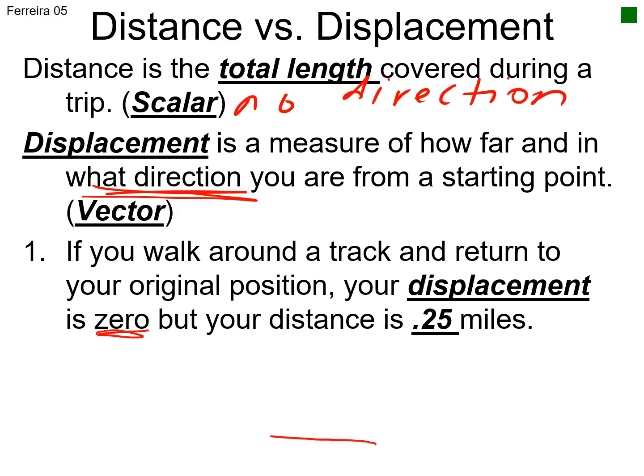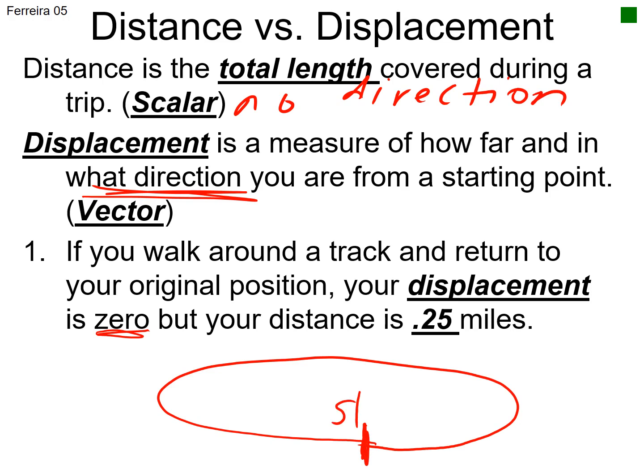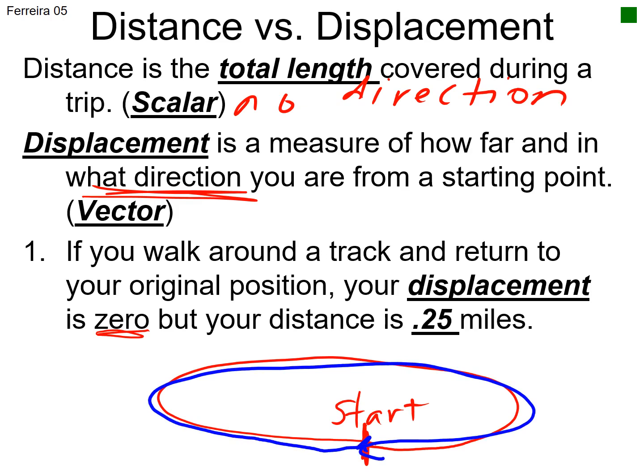So for example, here's your track. Your track is 0.25 meters around. Here's your start. If you walk from the start all the way around, you end up right where you started. That's where this 0 comes from. So your displacement is 0. You're right back where you started from. But if we want to know how far you traveled, you actually walked that 0.25 miles. So your distance is 0.25.